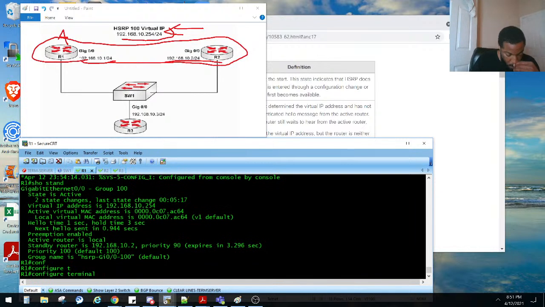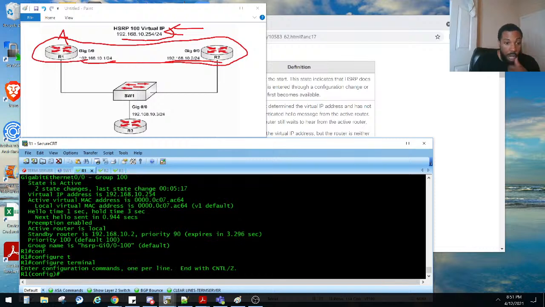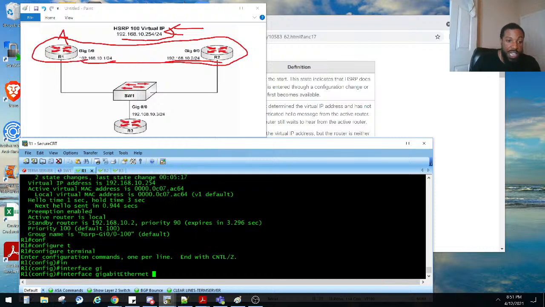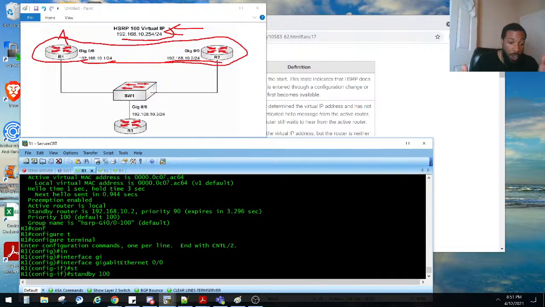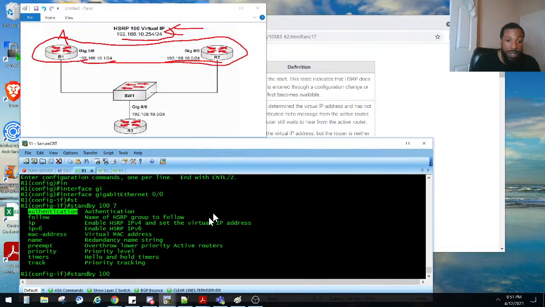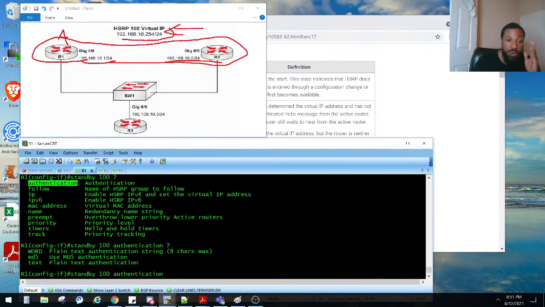And notice what's going to happen when we do this too. Go back to that interface. So interface GI00 and a standby 100. Notice all of these commands started with standby, right? Standby 100. And notice right here, authentication. So they want us to set authentication. Did they say use MD5? This is basically a type of encryption. Or in plain text, or just type in the password. In this case, they didn't specify, so we're just going to type in the password. They said all caps, CCNA.